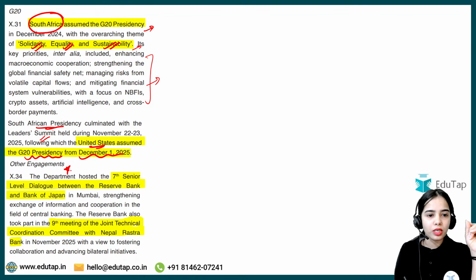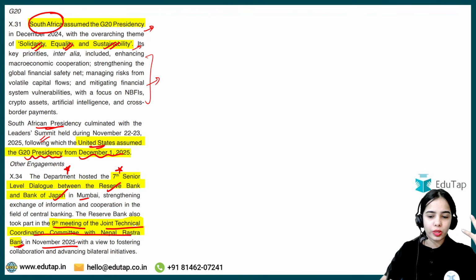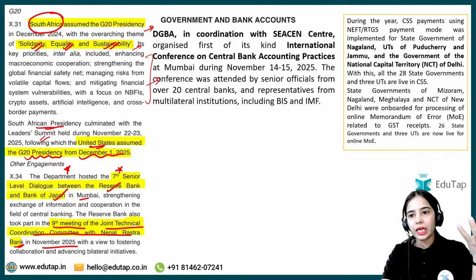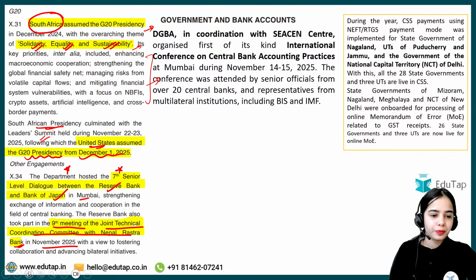The international department hosted the 7th senior level dialogue between the Reserve Bank of India and the Bank of Japan in Mumbai. The ninth meeting of the joint technical coordination committee with Nepal Rastra Bank in November 2025 was also conducted by the international department. Next is Government and Bank Accounts.